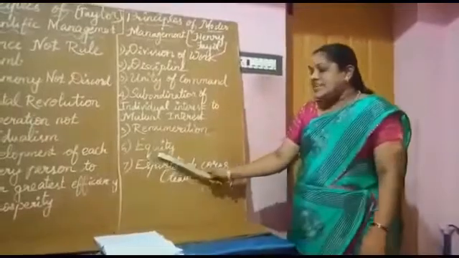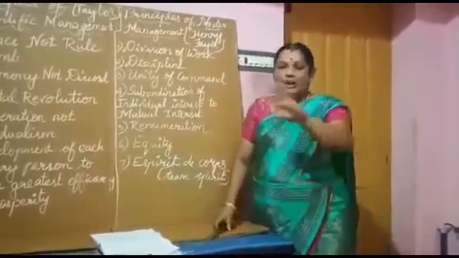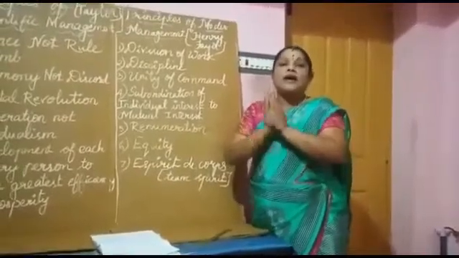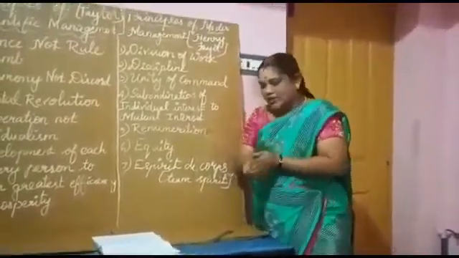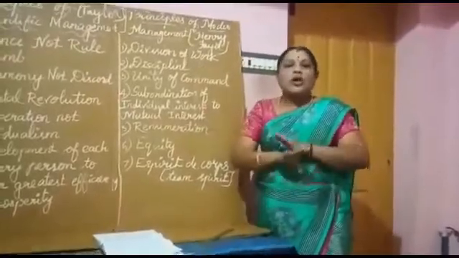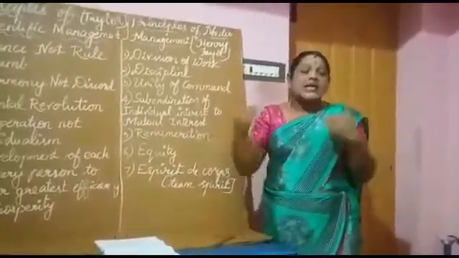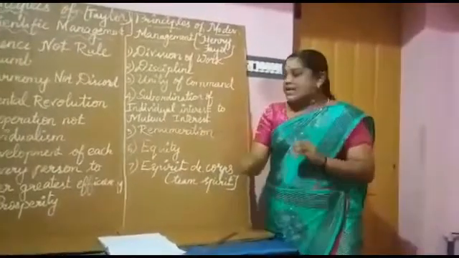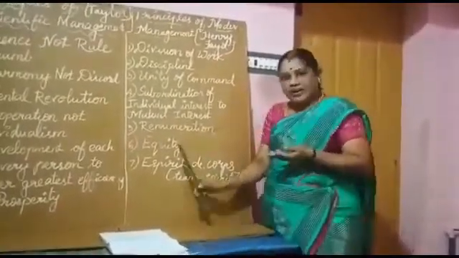And the next one is equity. Equity: all employees must be united, equal, and they must cooperate with the organization and management. In the same manner, the management should not show any partiality to the employees. The management should treat all the employees equally. That is the sixth point, equity.